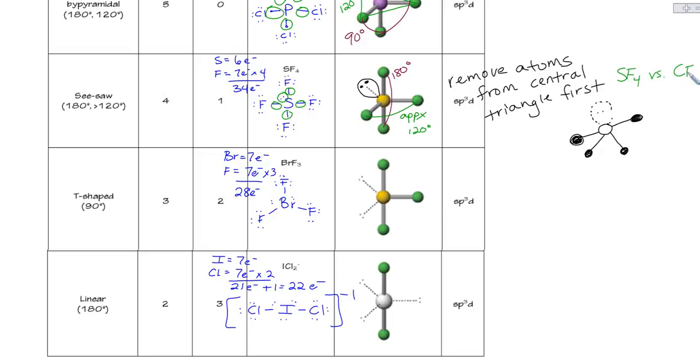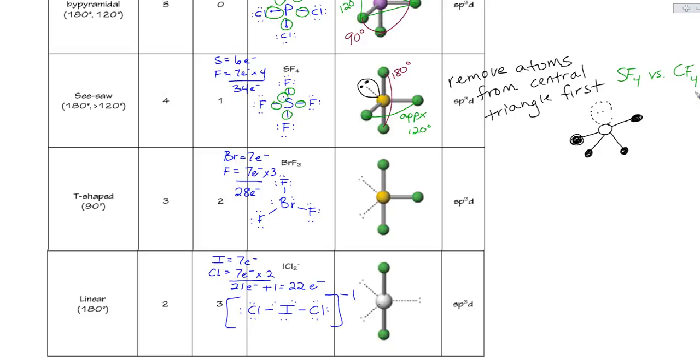And again, it's kind of dangerous, because if you look at SF4 versus CF4, the formulas look really similar, but the shapes are not. CF4 with carbon in the center, that would be tetrahedron. That'd be a tetrahedron with all 109.5 degree bond angles. But with the sulfur in the center, you have a lone pair of electrons. It changes the shape. Now you've got the seesaw shape. And remember that too. Remove from the central triangle first, which is what happens in the next example.